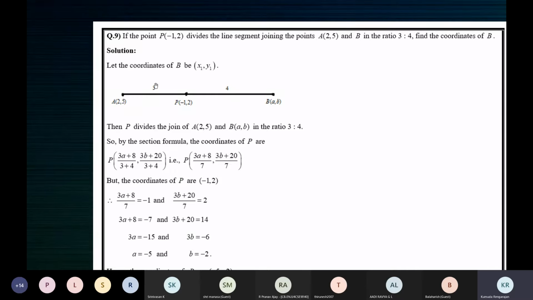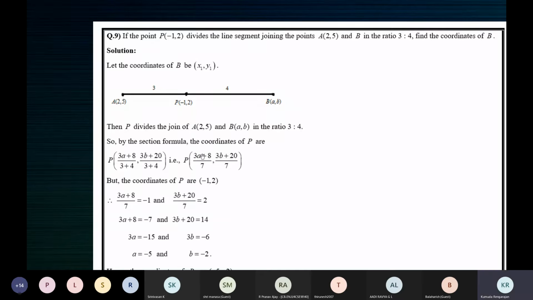Comma, the y coordinate: 3 into y2, 3b, plus n into y1. It's something like cross multiplying. Let's do it again. For the x coordinate, 3 into a plus 4 into 2 by 3 plus 4. For the y coordinate, 3 into b plus 4 into 5, like your multiplication sign, cross multiplying kind of. 4 into 5, 20, by 3 plus 4.